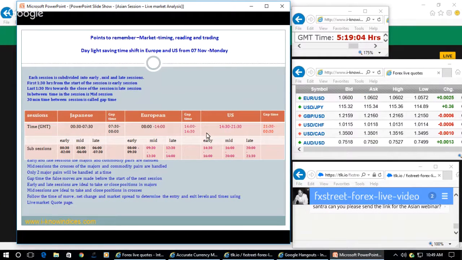Now these are all the market timings. From next week, we will find that the US daylight saving system is coming into effect. As a result, the session timings will change. I will show you on Monday what the session timings are going to be.